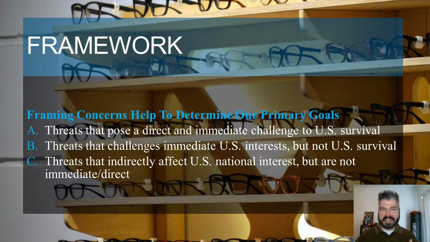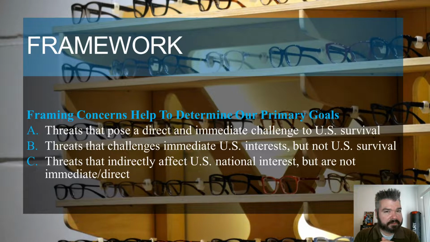lists threats that pose a direct and immediate challenge to U.S. survival. Now, I want to take a moment here real quick to talk about survival. Let's take it outside the context of foreign policy for a second. What do you and I, as human beings, what do we need to survive? We need air, you're right. We need shelter. We need food. We need water. That's it. Those are the 4 things that we have to have. Food, water, shelter, air.